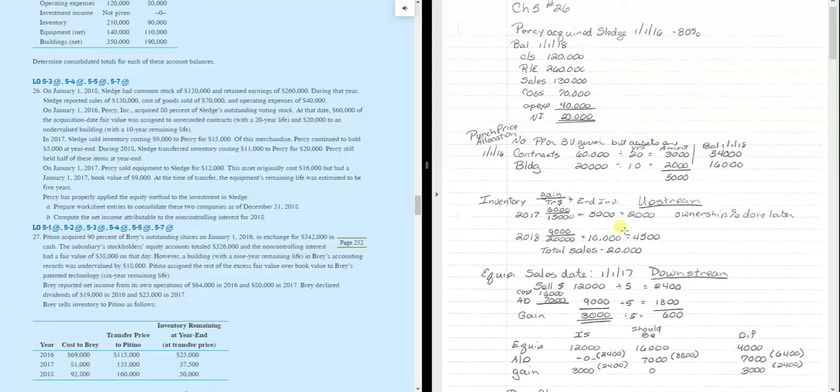In 2018, inventory costing $11,000 was sold for $20,000, so that's a $9,000 gain. So 9,000 divided by 20, and they still held half of the items at year end. So Percy bought it for $20,000, so half of that is left, so 10. So 9 divided by 20 times 10 is 4,500. If I was going to circle these, I would circle the 2,000, the 4,500, and the 20,000 right there. So basically we have this number, and those numbers.